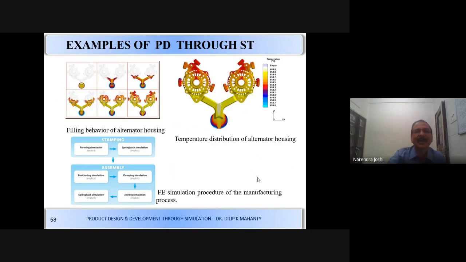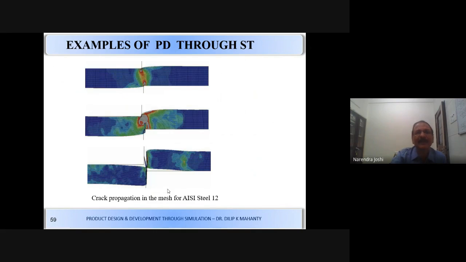Some examples like housing, temperature distribution in the housing. I can simulate it in every phase. Stamping, stamping assembly, simulation through finite element. We can actually develop this product. Crack propagation. Now, why do you need to study this? When I am shearing a steel plate or steel sheet, how am I going to get the edges? Very important for us. If I get a smooth edge, then my wastage is less and I can get a better product. So how do I study? These are simulations that bring in the speed, the impact, the results.